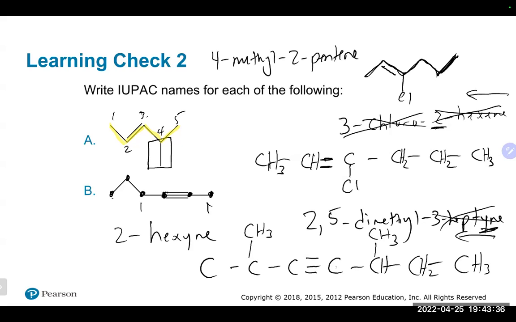This guy doesn't need any. This one doesn't need any. This one needs 1, and this one needs 3. So it should look something like that. And again, you can put your methyl group up or down. It doesn't really matter. Any questions?